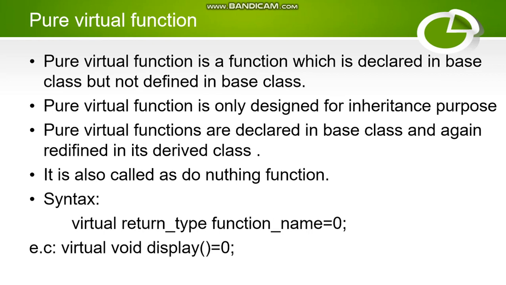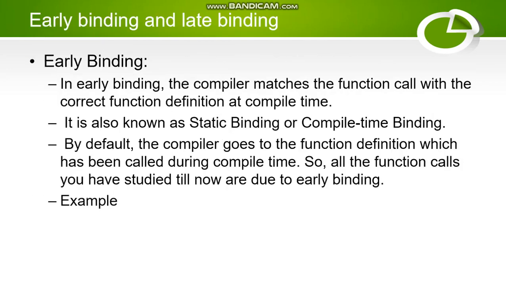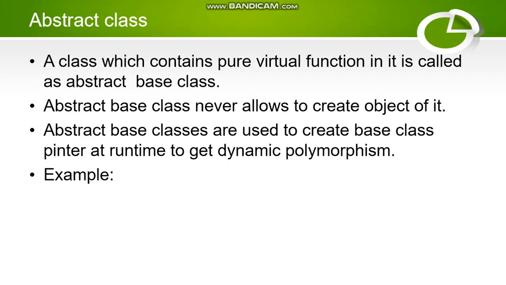Then we have seen the pure virtual function. This is also an important point in this chapter, so pay attention to it. It is very simple. A pure virtual function is always declared in a base class and its definition is always written in its derived class. That is the only thing you have to remember. So that is the syntax for the pure virtual function, and the class which contains the pure virtual function is called an abstract class. There is no separate program for this abstract class. So these are all points from chapter number 5. So here we have completed our 5th chapter.